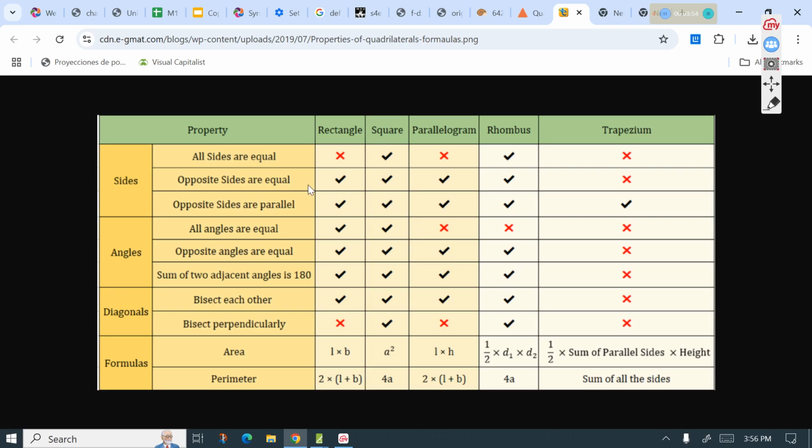We have this idea of opposite sides being equal. And we can see that in the rectangle, the square, the parallelogram, and the rhombus, that is true. But it's not true in the kite. It's not true in maybe some other shapes like a trapezoid. We see the trapezoid isn't in this table.